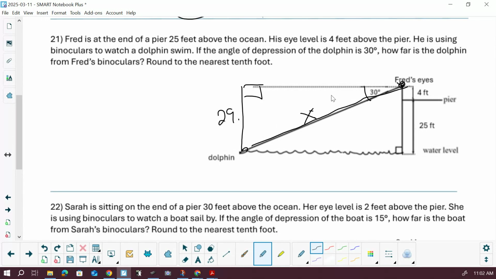Okay. From this angle, 29 is the opposite. X is the hypotenuse. That is sine. Sine of 30 equals the opposite, 29, over the hypotenuse of x. It's in the denominator, so we'll use our shortcut. 29 divided by the sine of 30 is 58.